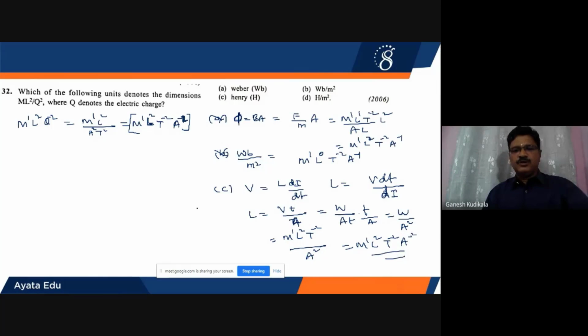Therefore, which option is correct now? C option is correct. And this one is Henry per meter square. If I go for Henry per meter square, this will get cancelled. L square will get cancelled. Therefore, the option is C. Third option is correct. Third option is correct.